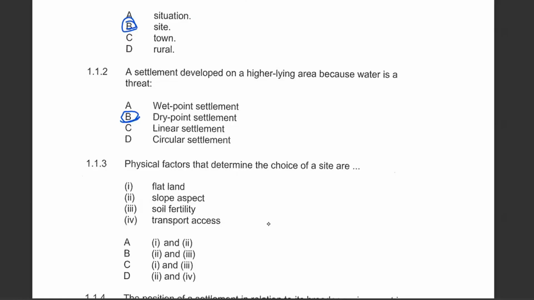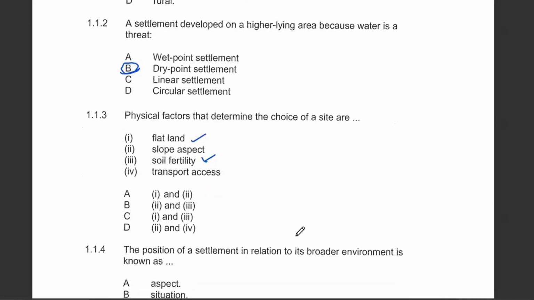Physical factors that determine the choice of a site. Now, looking at physical factors, we're looking at natural factors. We can advocate for flatland, and we can also advocate for soil fertility as a physical factor. The slope aspect also qualifies as a physical factor. We're trying to highlight the most important factors that determine the location of a settlement here, which are natural or physical. So we opt for item 1 and item 3, which is giving us a response at C. Right, we move on to the following question.